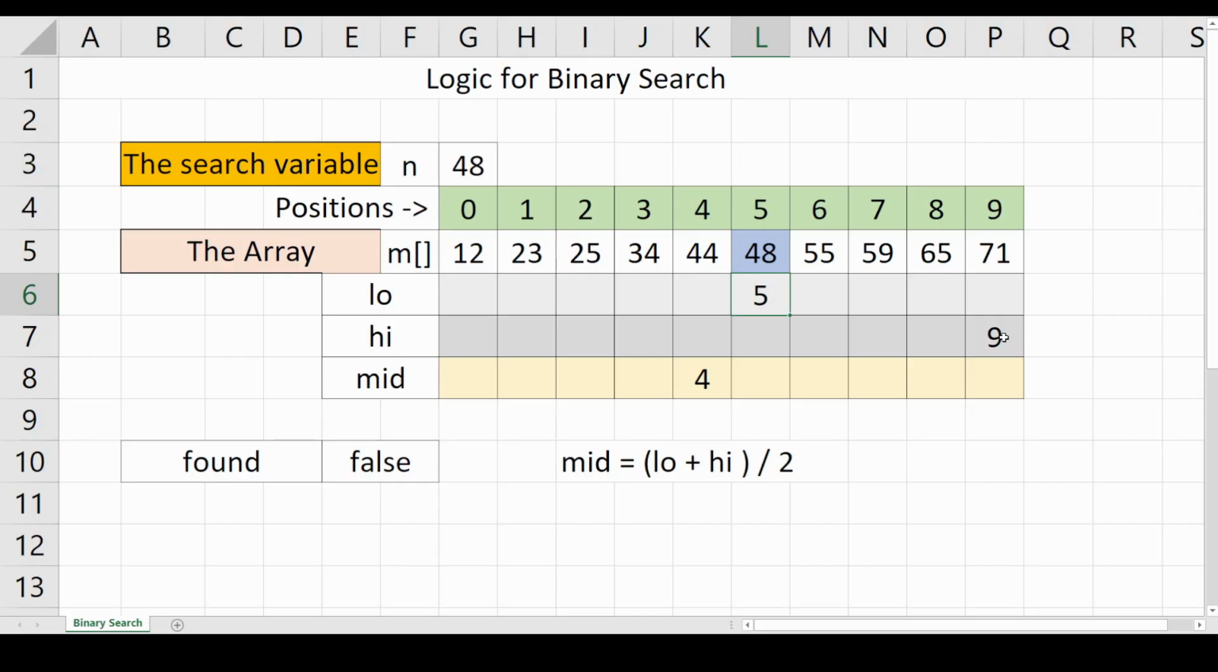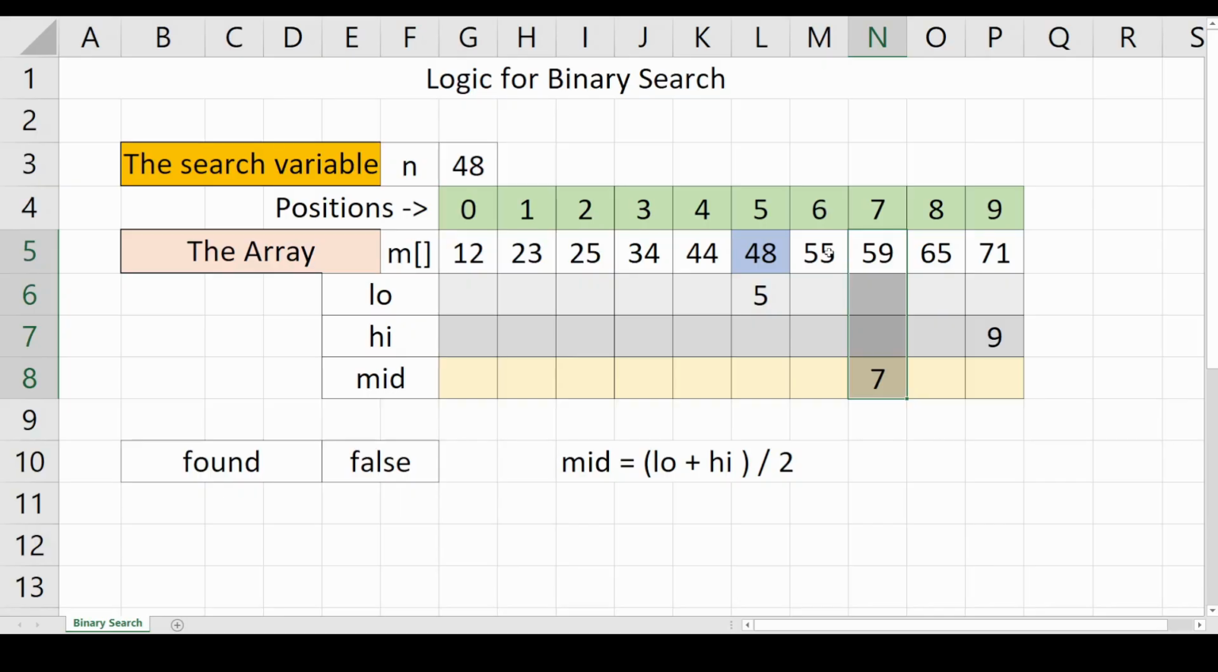What would the mid now be? It is 9 plus 5, which is 14, divided by 2 is 7. So 7 is my mid now. Is this 48 present on this position 7? No, it is not present on the 7 position. So what do we do?